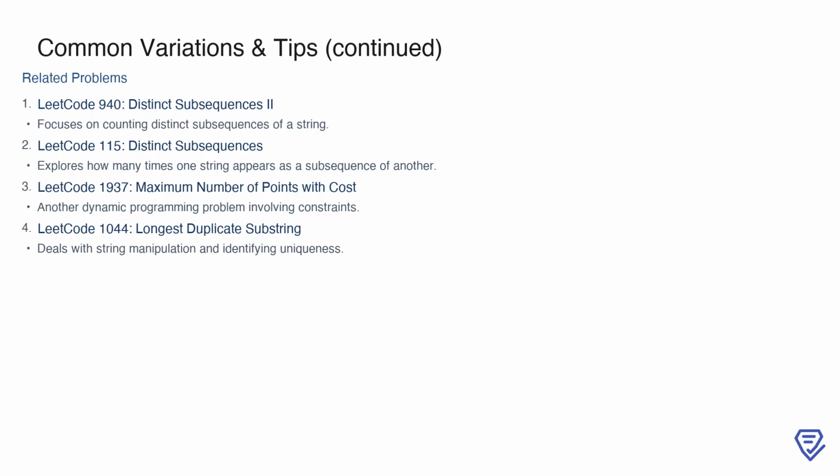LeetCode 1937, Maximum Number of Points with Cost, is another dynamic programming problem that involves working with constraints, which can help you see parallels in how DP is applied across various contexts. Lastly, LeetCode 1044, Longest Duplicate Substring, focuses on string manipulation and identifying uniqueness, which ties into the skills needed for this problem. Practicing these problems can deepen your understanding of dynamic programming and string manipulation techniques.